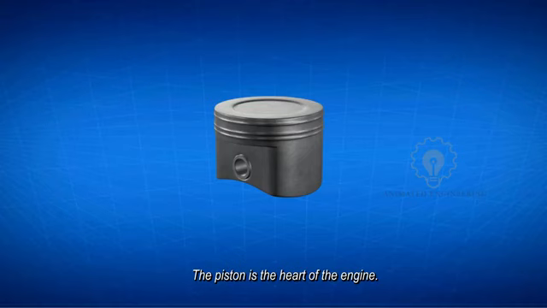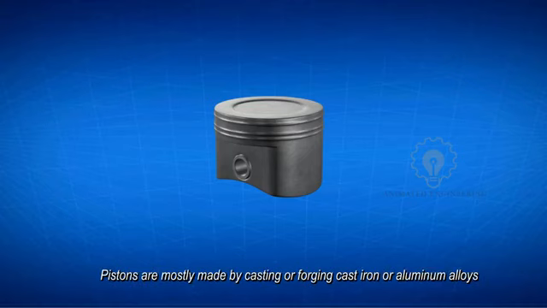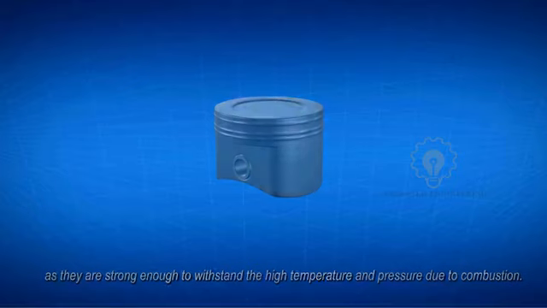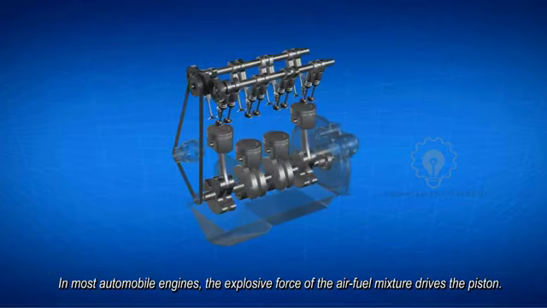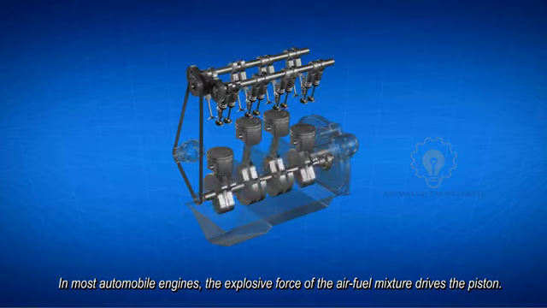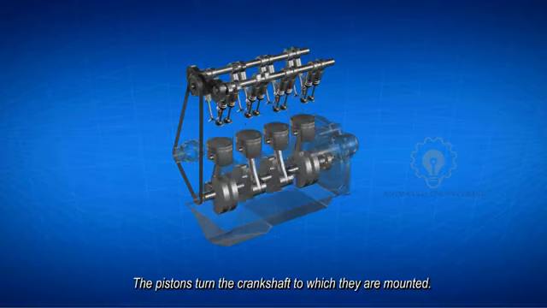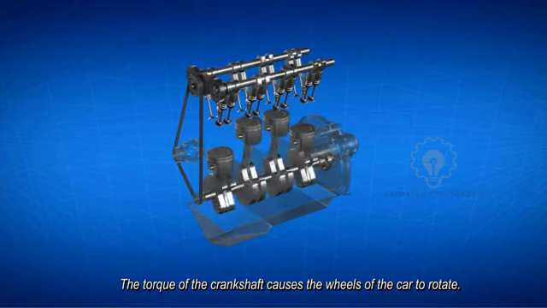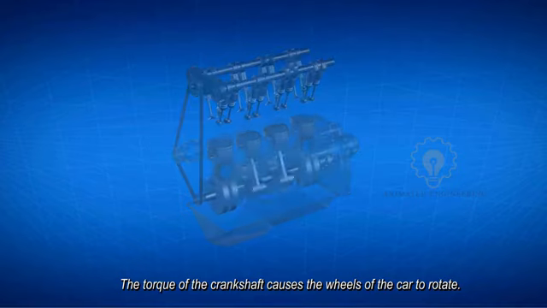Piston. The piston is the heart of the engine. Pistons are mostly made by casting or forging cast iron or aluminum alloys, as they are strong enough to withstand the high temperature and pressure generated due to combustion. In most automobile engines, the explosive force of the air-fuel mixture drives the piston. The pistons turn the crankshaft to which they are mounted. The torque of the crankshaft causes the wheels of the car to rotate.